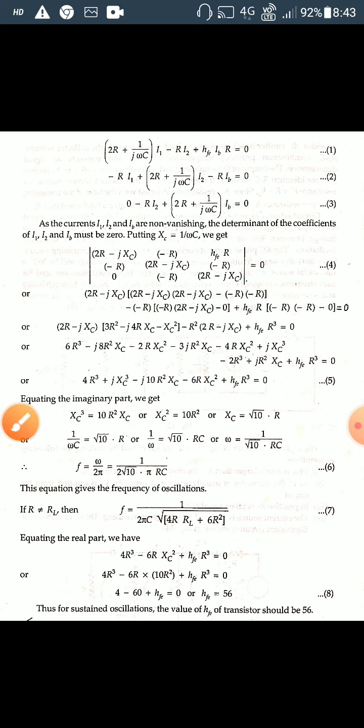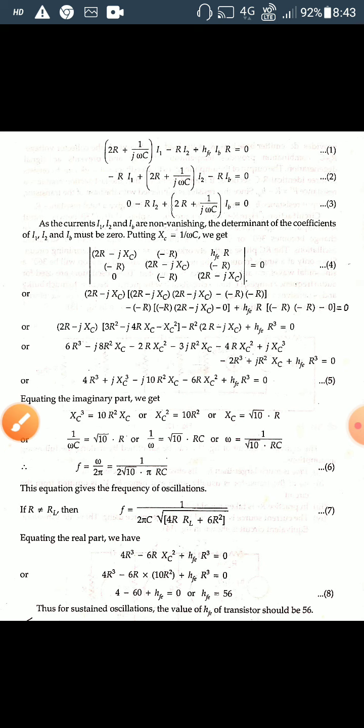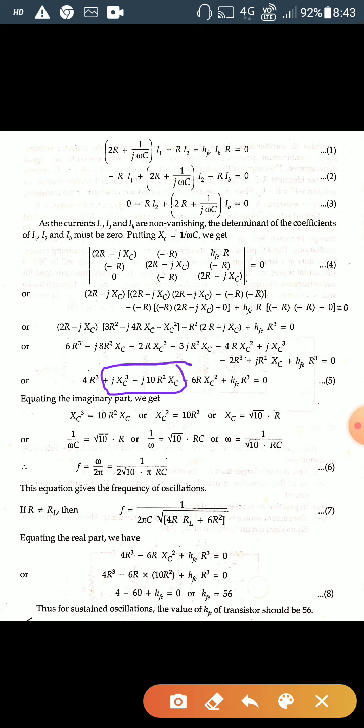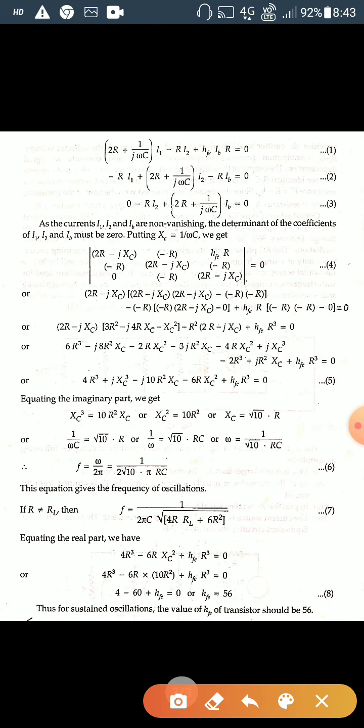So from there, this is the ultimate equation if you write it in simplified form. There the imaginary and real parts are present. From the imaginary part, if you check, this section here gives j Xc cube equal to j 10 R square Xc. From there you can write Xc square is equal to 10 R square. So from there you can get the value of Xc, that is 1 by omega c.